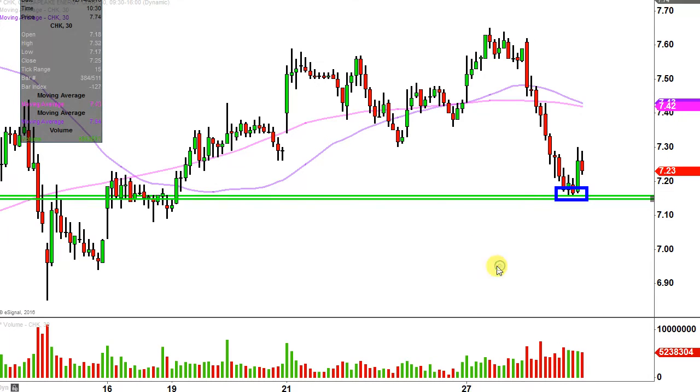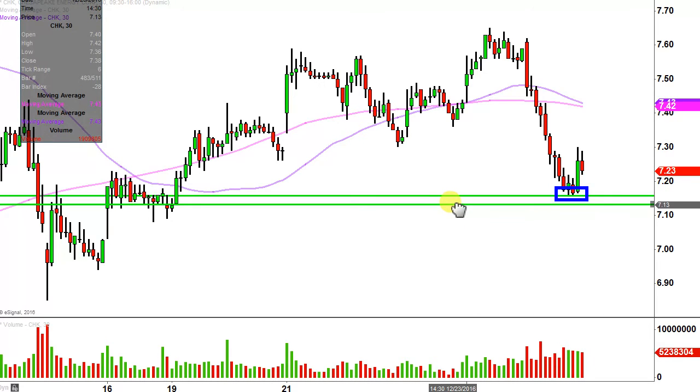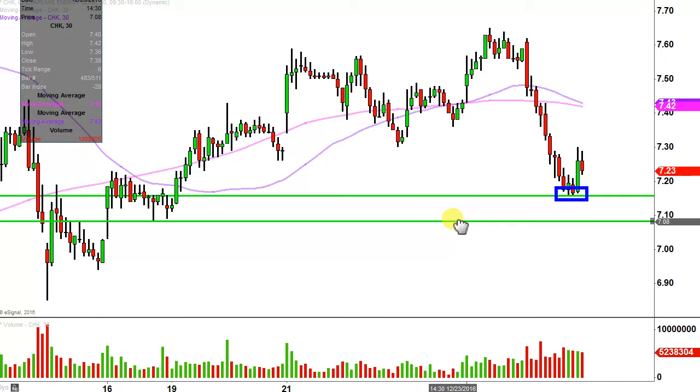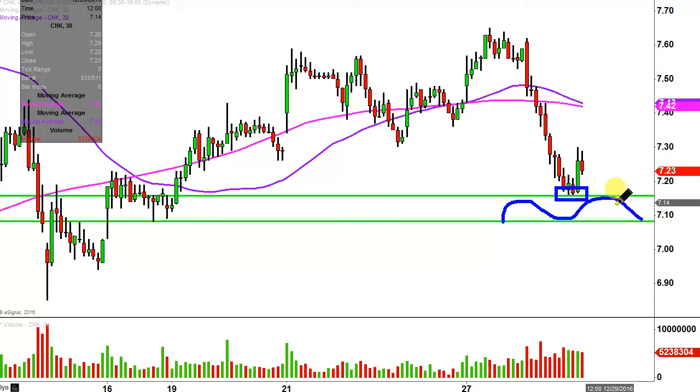Now, what I want to do is create more so a support zone. So that's going to be the top of the support zone, $7.15, and the bottom of the support zone down here at $7.08. So keep an eye on this right here. As far as what's a key level for the chart, this would definitely be key.